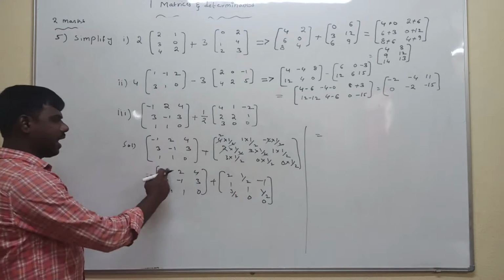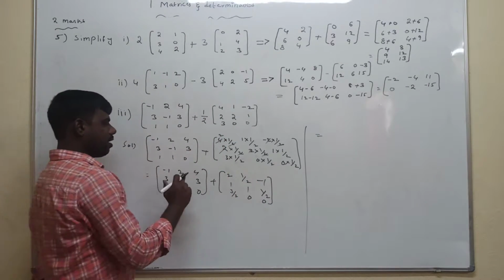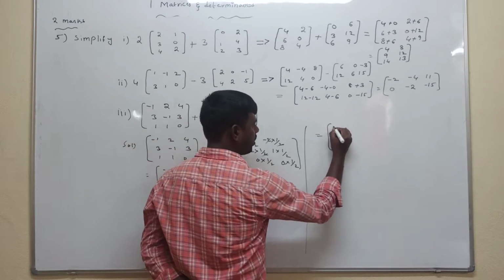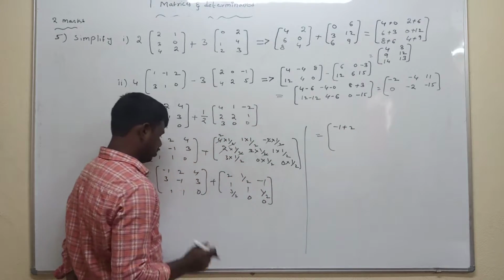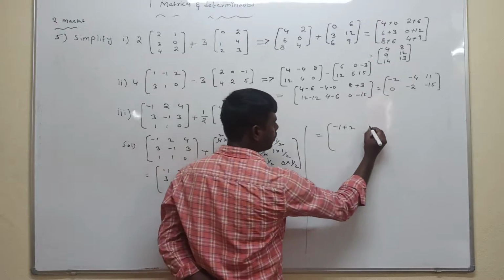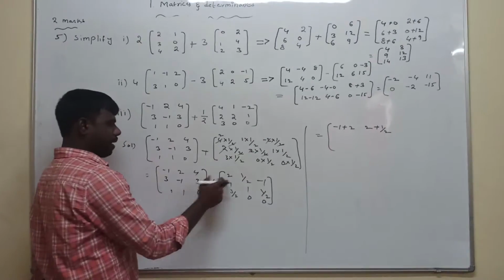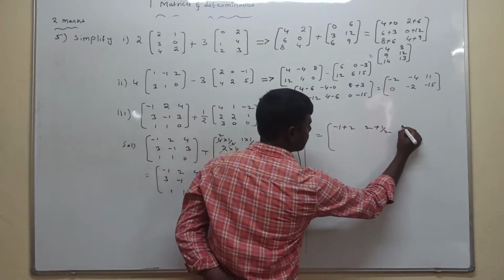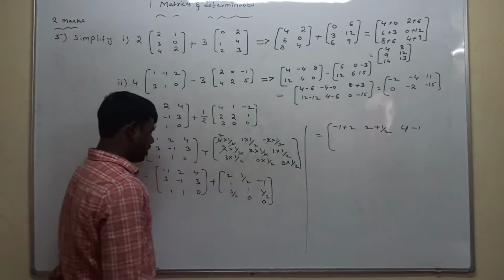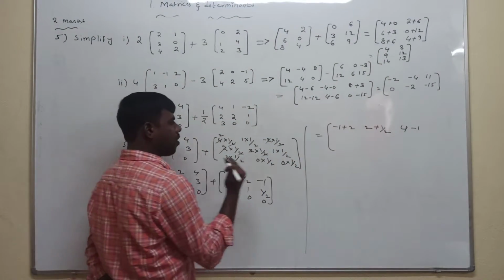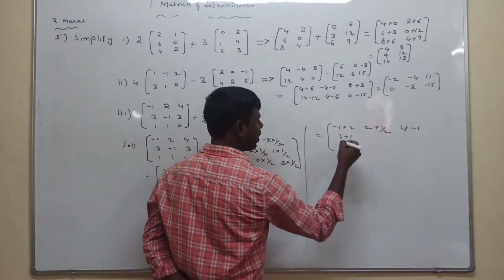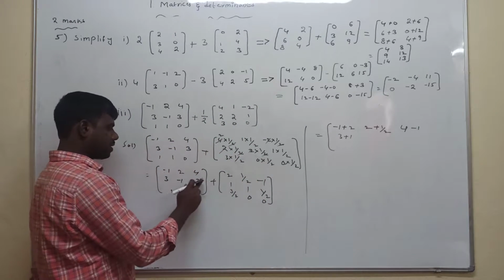Now we are adding corresponding elements. Minus 1 plus 2. Minus 1 plus 2. 2 plus 1 by 2. 2 plus 1 by 2. 4 plus minus 1, plus into minus is minus, so 1. In the second row, 3 plus 1. You know it directly, but you don't know it step by step. Minus 1 plus 1.